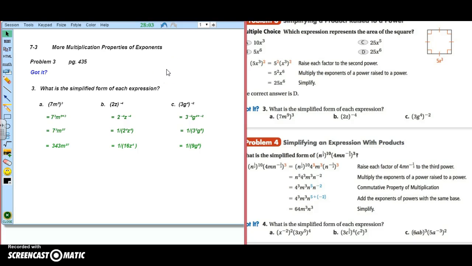This is Unit 7.3, More Multiplication Properties of Exponents. Problem 3, the Got It on page 435. What is the simplified form of each expression?